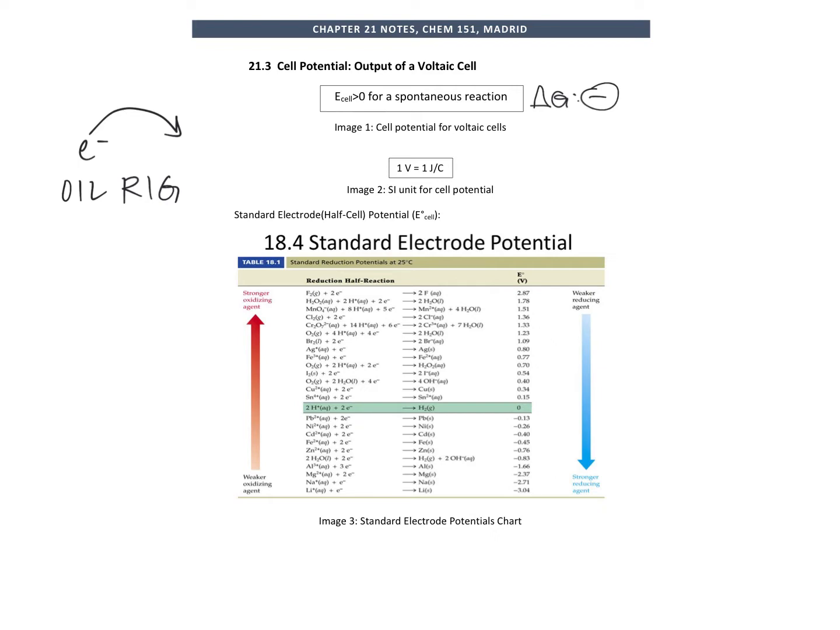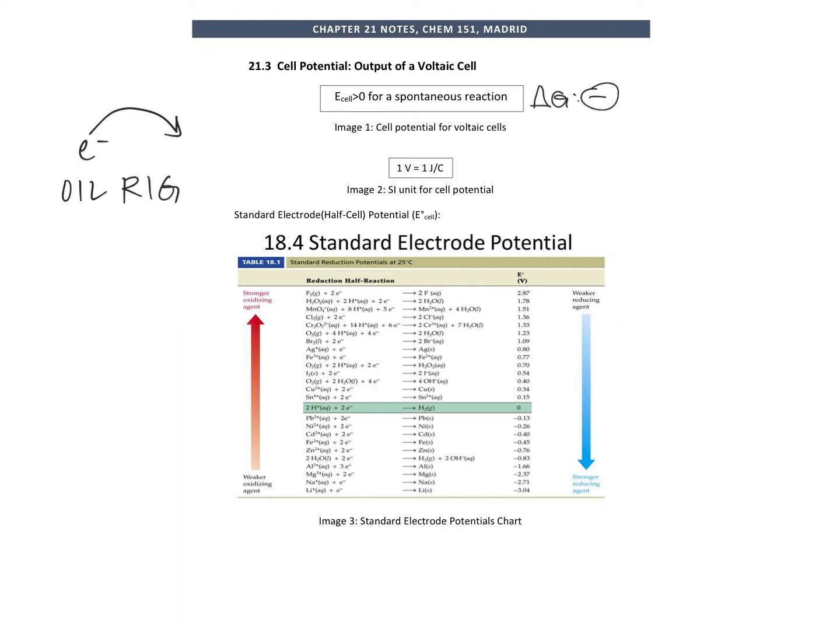All right, so the unit that we're going to be using to quantify the spontaneity, or how spontaneous a reaction is, or how much cell potential a reaction has, is the volt. So volt stands for our cell potential, and it can be broken down into joules per coulomb. Joules should be pretty familiar to you. It is a unit of energy. Coulomb will break down a little bit further in this unit.